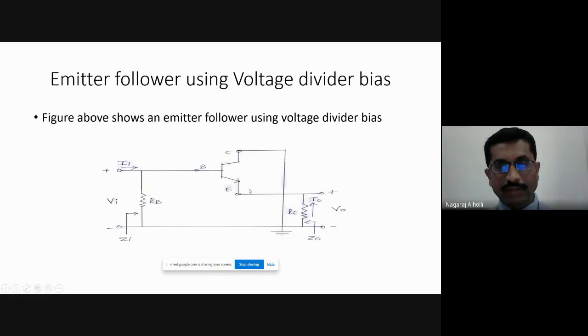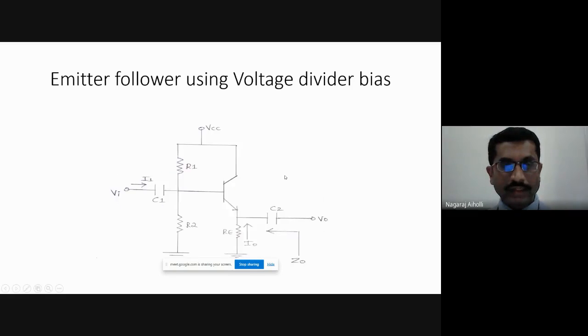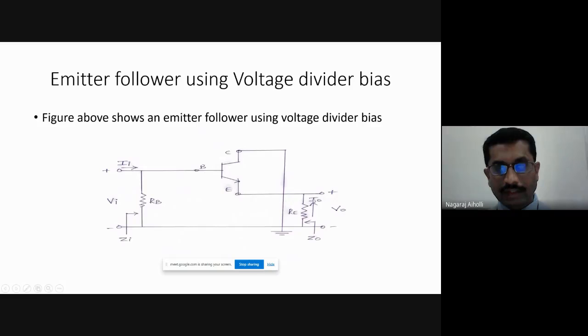Then emitter resistance is the same between emitter terminal to ground, and collector terminal is also the same between collector terminal to ground. Because we are making VCC 0, the collector terminal will be connected to ground directly. That is, there is a collector to ground connection and emitter is connected to ground through the resistance RE. Emitter resistance is connected from emitter terminal to ground, whereas collector terminal is directly connected to ground without any resistance. Input voltage is Vi, input current Ii, input impedance Zi, then output current is Io, output voltage Vo, and output impedance Zo.